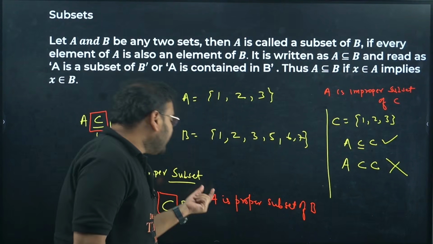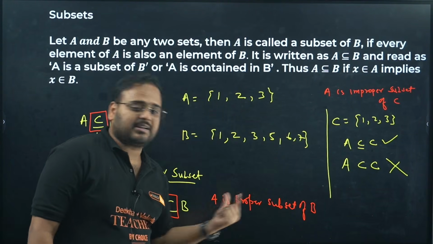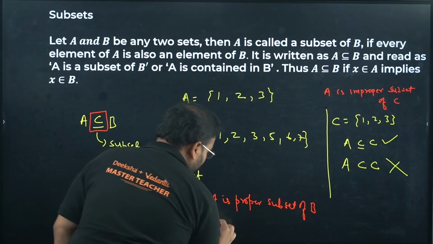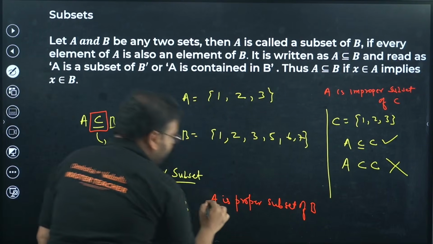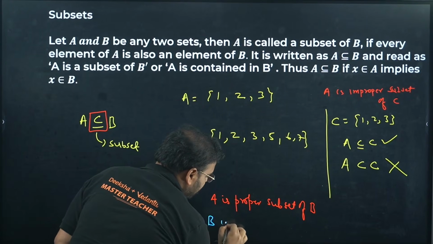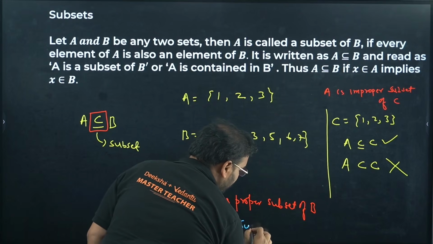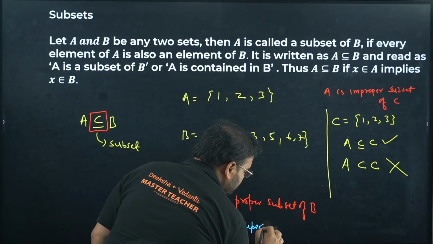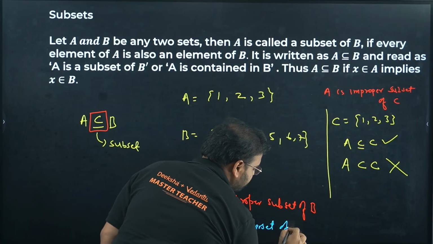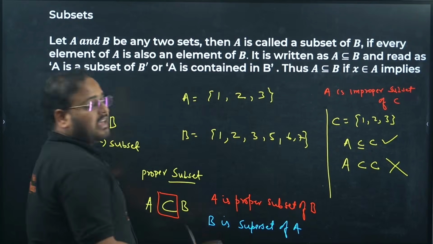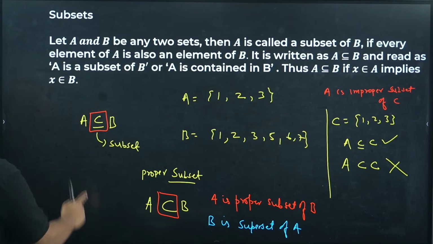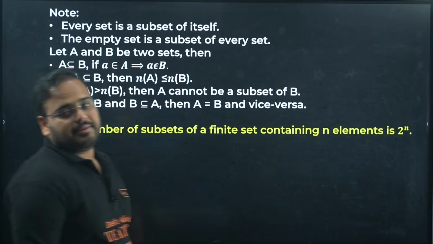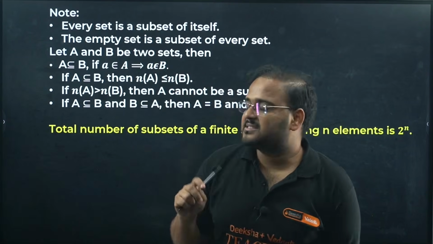Okay, now whenever the concept of proper subset comes, then actually this is important. Check here. Then the set B is a superset of A. Since A is a proper subset of B, then B becomes a superset of the set A. That is it. Let's read these notes.